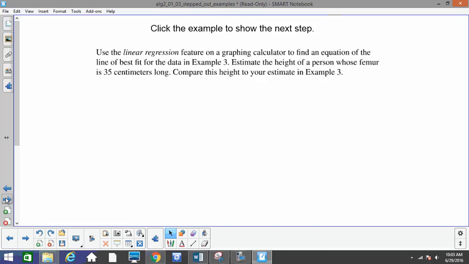Tell you what, I'm going to be putting a video on linear regression using the graphing calculator onto Canvas. So I'm going to go ahead and skip this example right now.